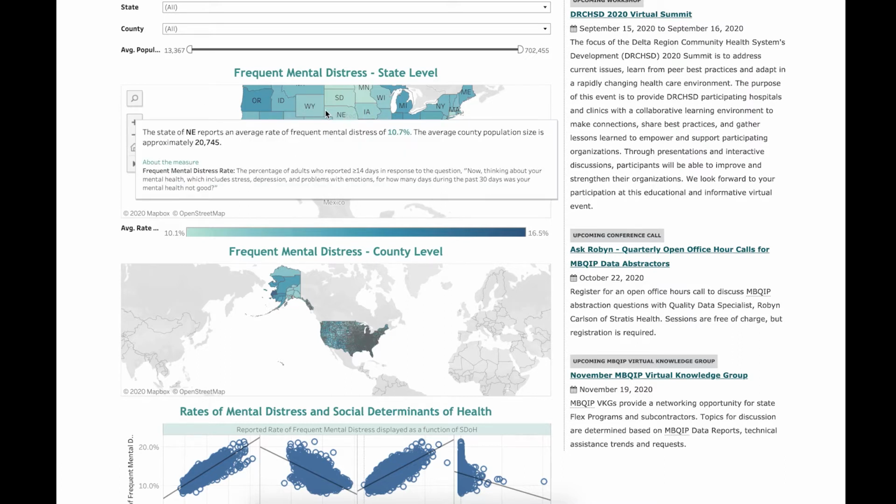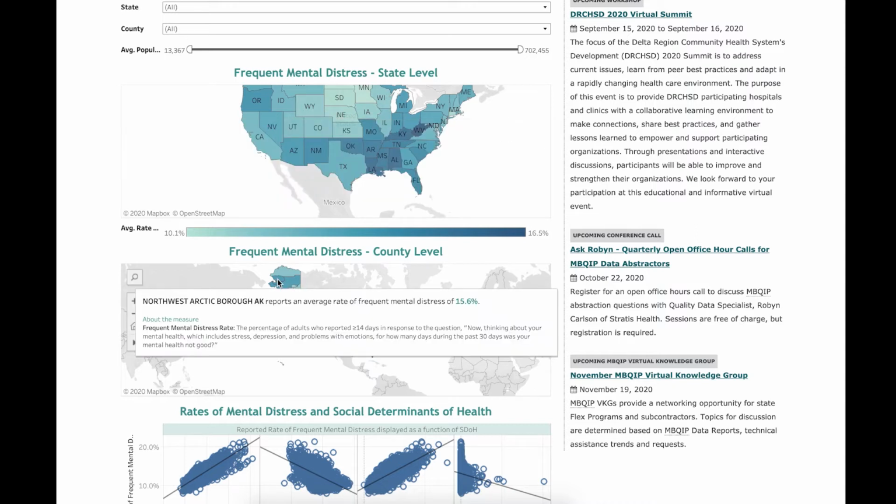Hovering over the state map will display a sentence interpreting the findings at the state level. Hovering over the county map will display a sentence interpreting the findings at the county level.